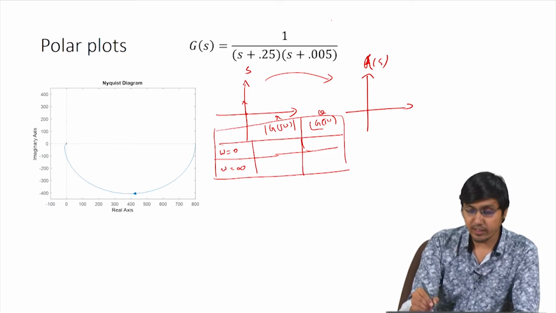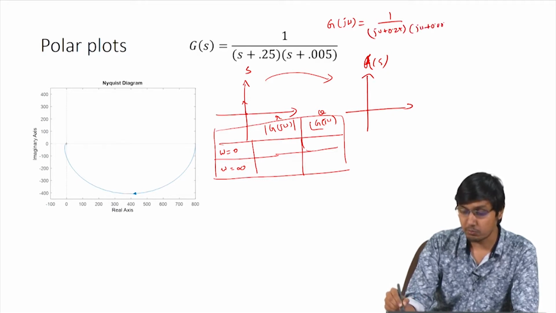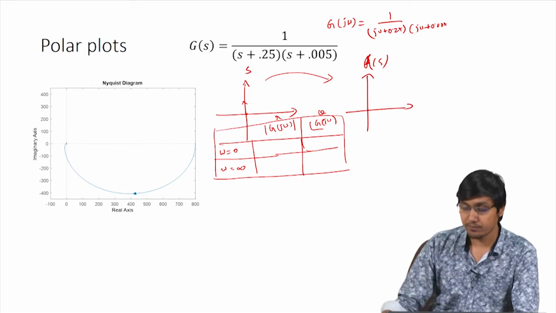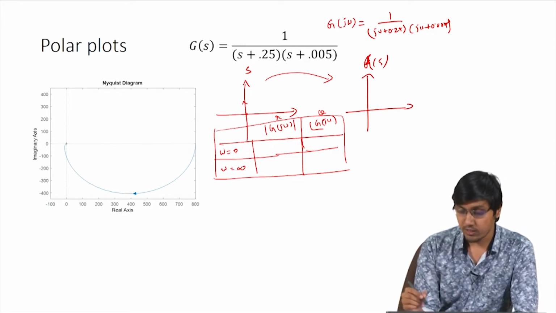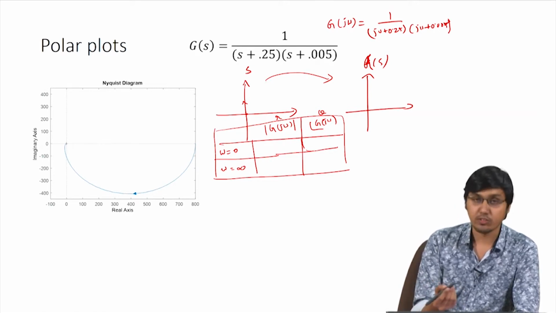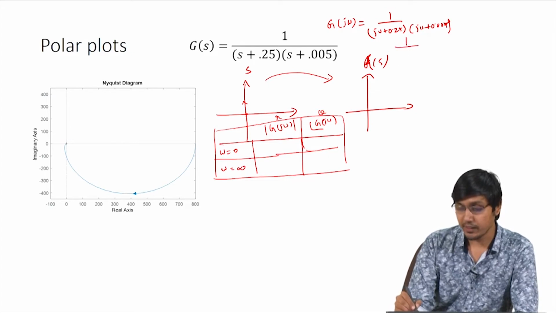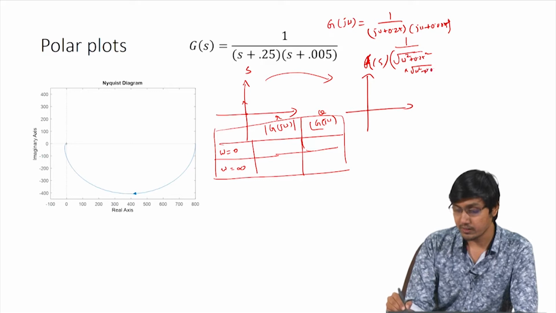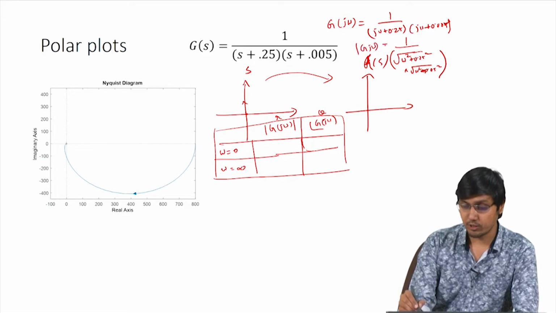This is just to get an intuition of how we have to start. We are going to have the complex number G(j omega), which is nothing but 1 by (j omega plus 0.25) times (j omega plus 0.005). If you find the magnitude of G(j omega), it will be nothing but 1 divided by root of omega square plus 0.25 square, times root of omega square plus 0.005 square, in the denominator. So, this is what you get as the modulus of G(j omega).